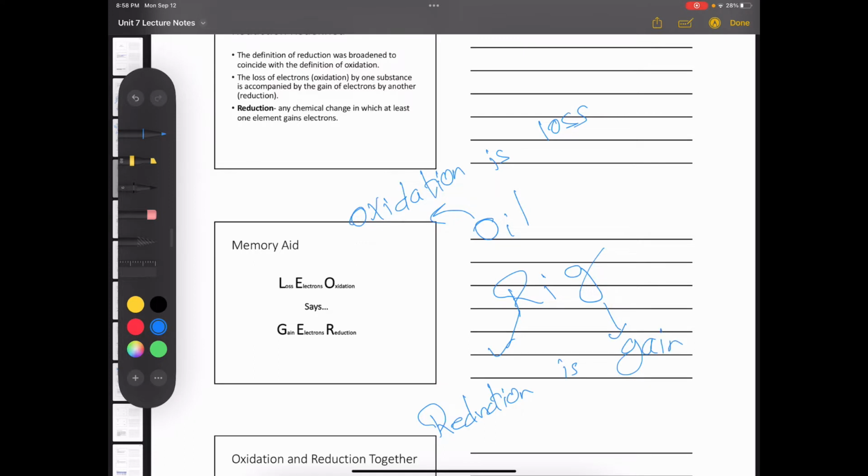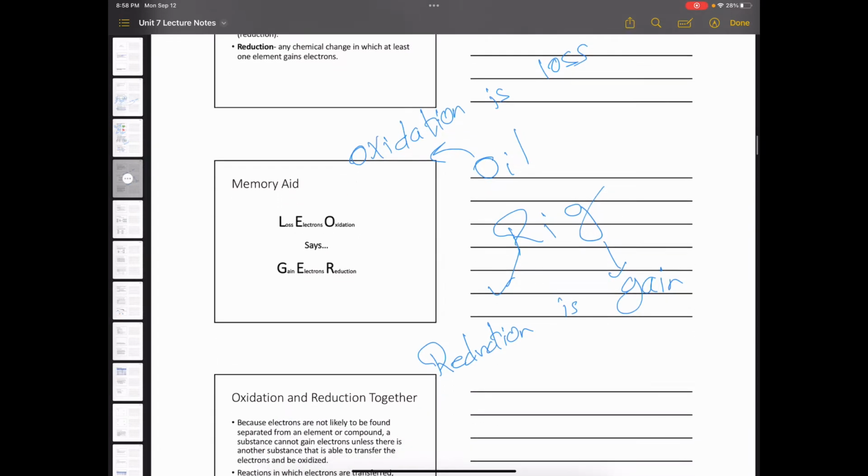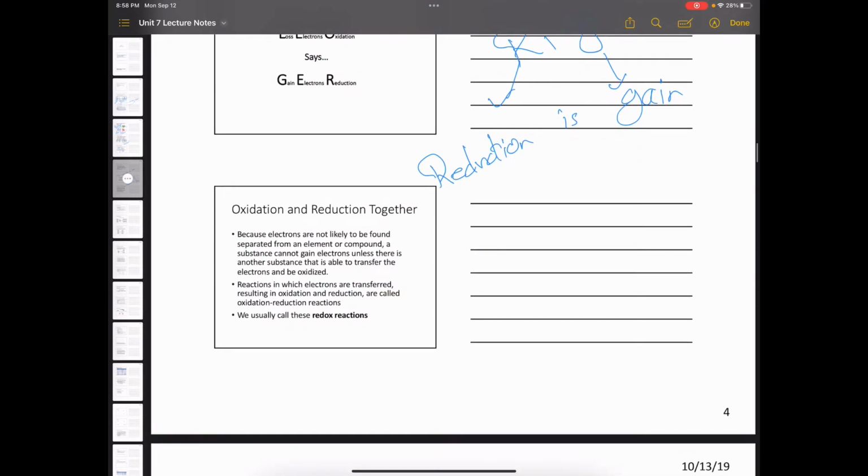Gaining electrons, okay? Feel free to use either one of them. It helps you memorize which is oxidation and which is reduction, okay? As I have been saying since we started talking about Unit 7, oxidation and reduction always happen together, okay? Because electrons are not likely to be found separated from an element or compound.